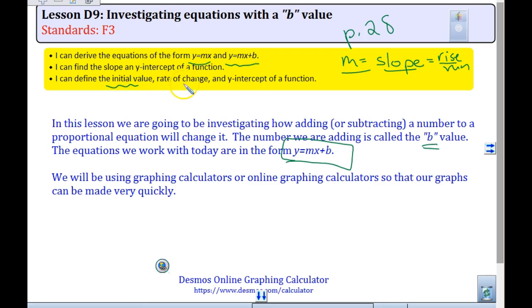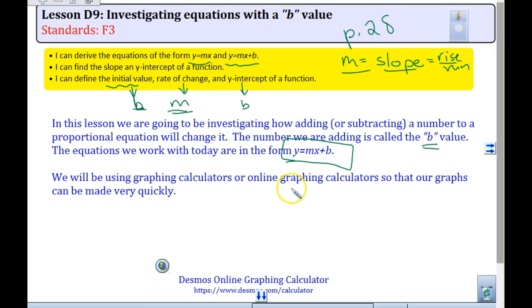Our rate of change is still going to be our m. The y-intercept is going to be our b. That's going to be the same as our initial value. So b will be the initial value. The rate of change, that's going to be our slope, our rise over run. And then our y-intercept is still the b.